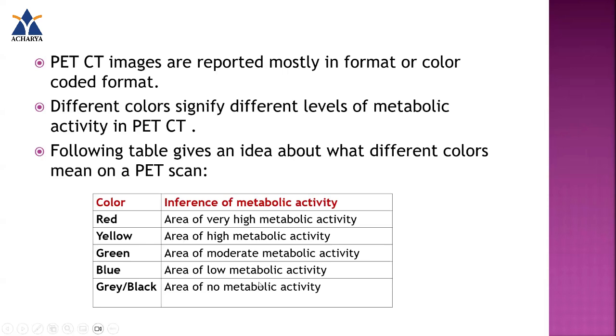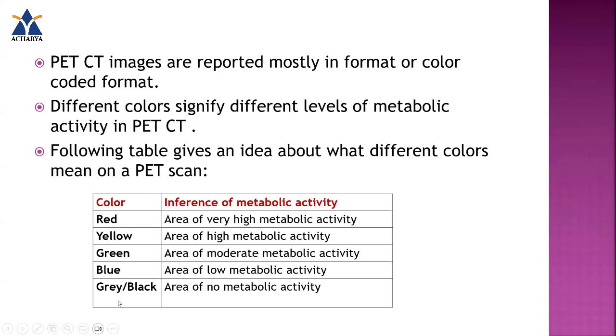And nowadays they are having the color code. In the color code, red means the area which is having the very high metabolic activity. Yellow means somewhat high. Very high is red, and high is denoted as yellow. Green is the moderate or average. Blue is low metabolic activity. Gray and black show there is no metabolic activity.